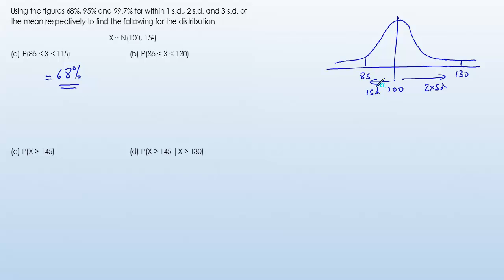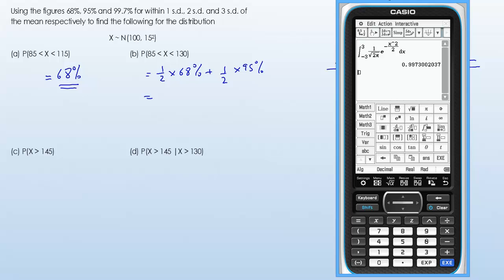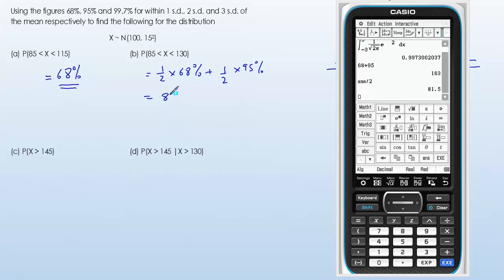Now because of the symmetry, we can do a half of 68%, so this side would actually be 34%, and then a half of 95%. So that is 68 add 95 and divide that result by 2, gives us 81.5%.